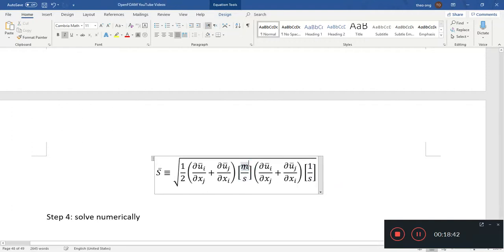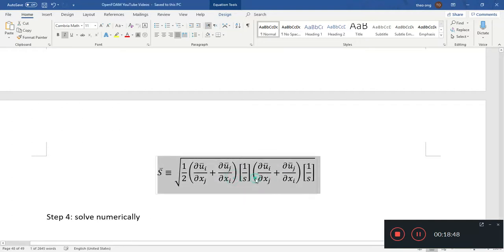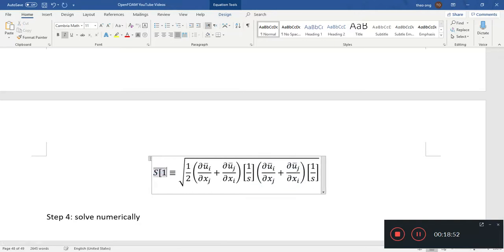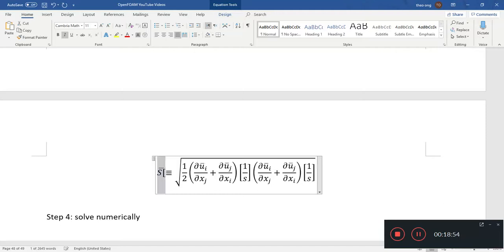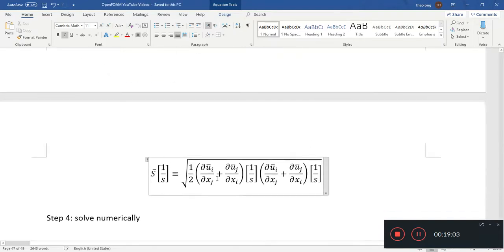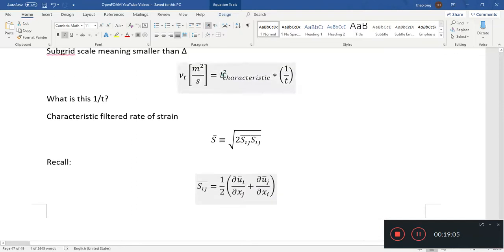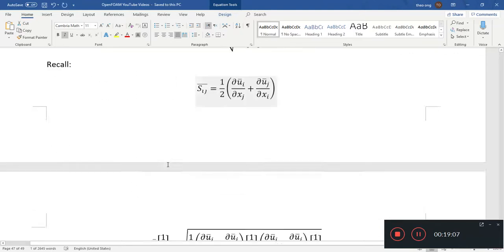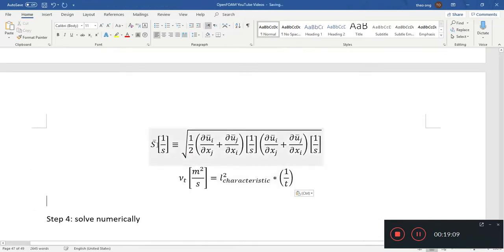This gives a pretty good estimate of some relevant time scale. So this S bar is actually in units of 1 over time, and that is where Smagorinsky got his 1 over time. So we put this S bar over here.